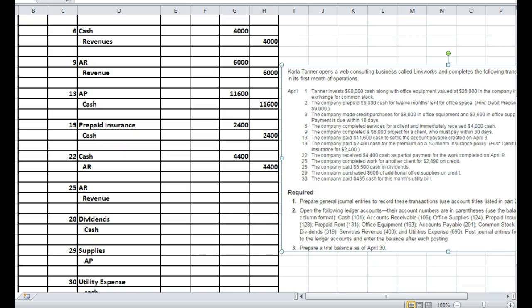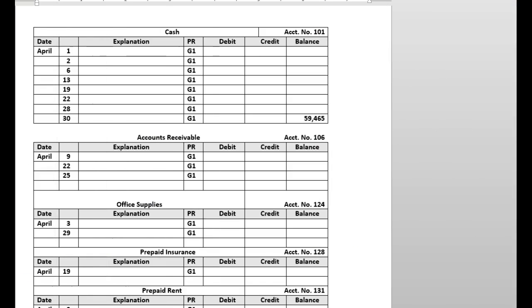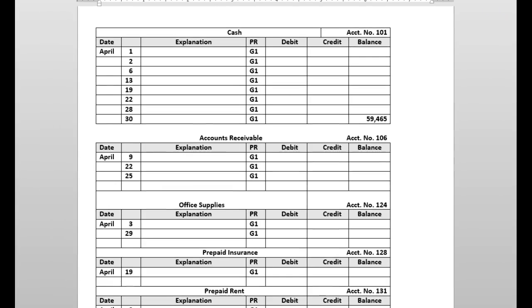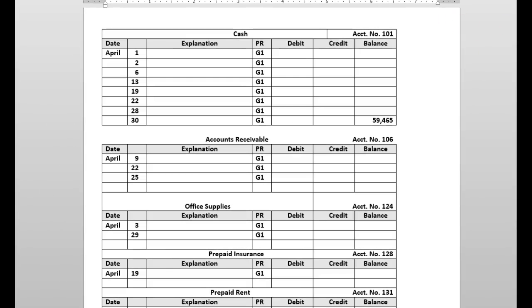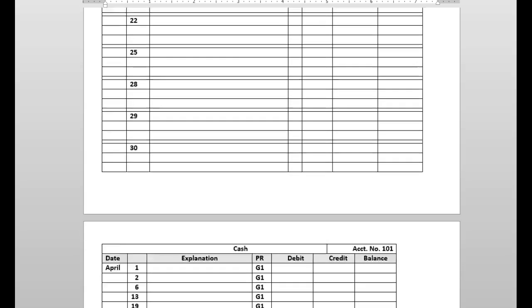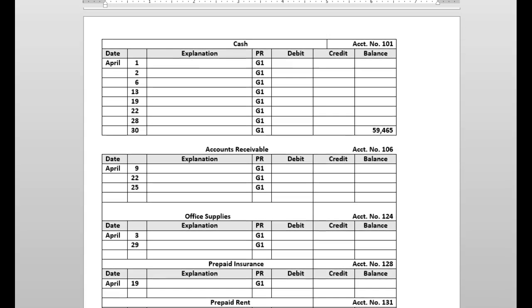Now the part that is probably a little bit confusing is going to be, let's see if I can pull this out. Okay, that's out of the way. Now here's the part that might be somewhat confusing. You finish off all of the entries and then you transfer these journal entries into the general ledger, which is this.